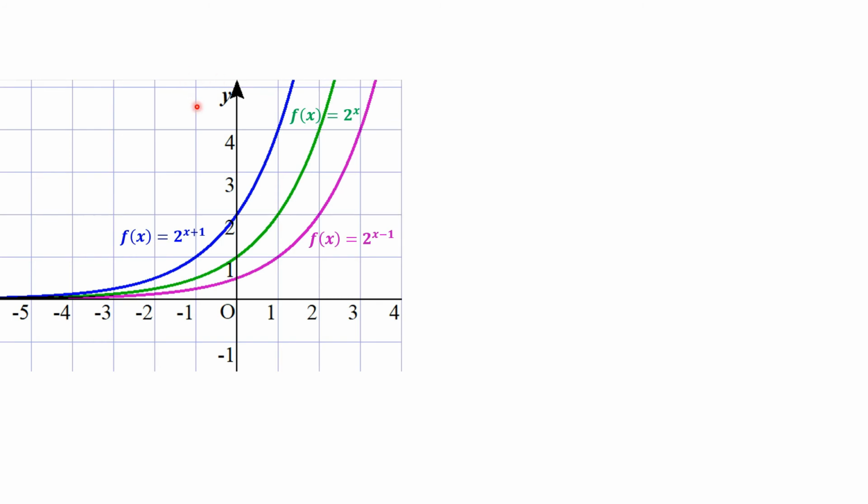So these are the graphs of the equations in the example. The green curve is the graph of f of x equals 2 to the x. The blue curve is of f of x equals 2 to the x plus 1. And then the purple curve is a graph of f of x equals 2 to the x minus 1. What are the properties of the graph of f of x equals b to the x minus c? c being the variable.